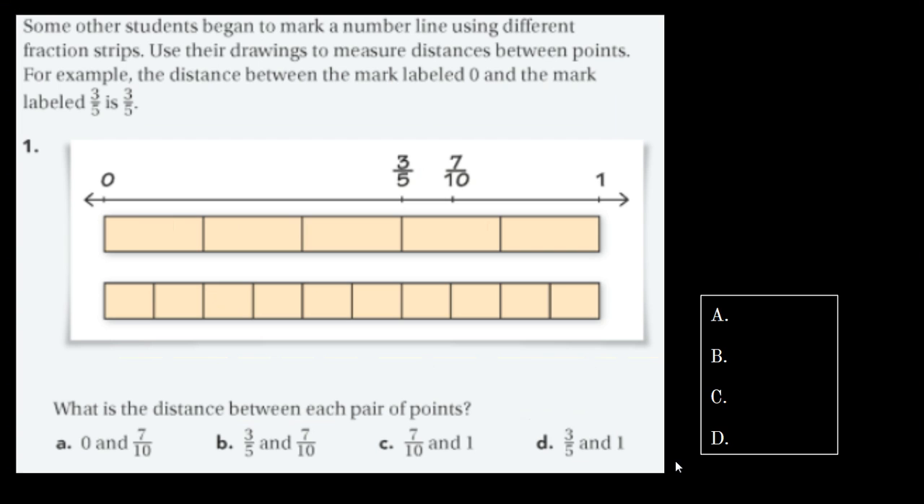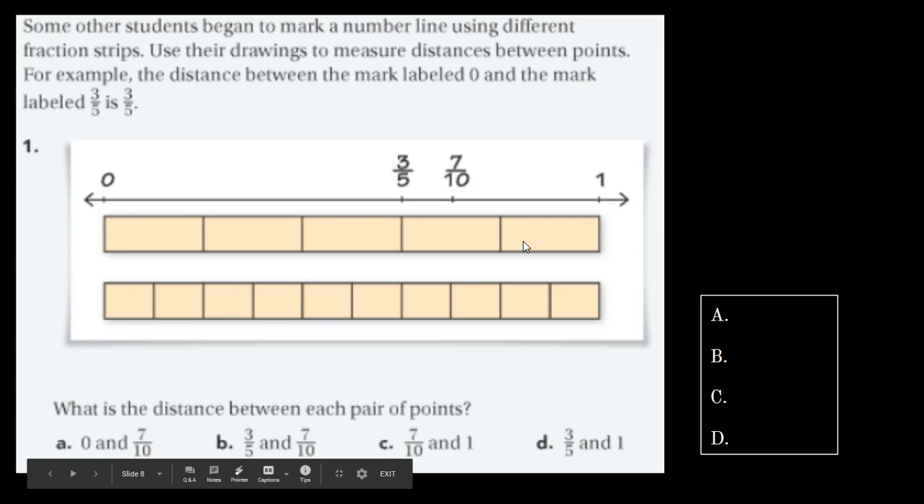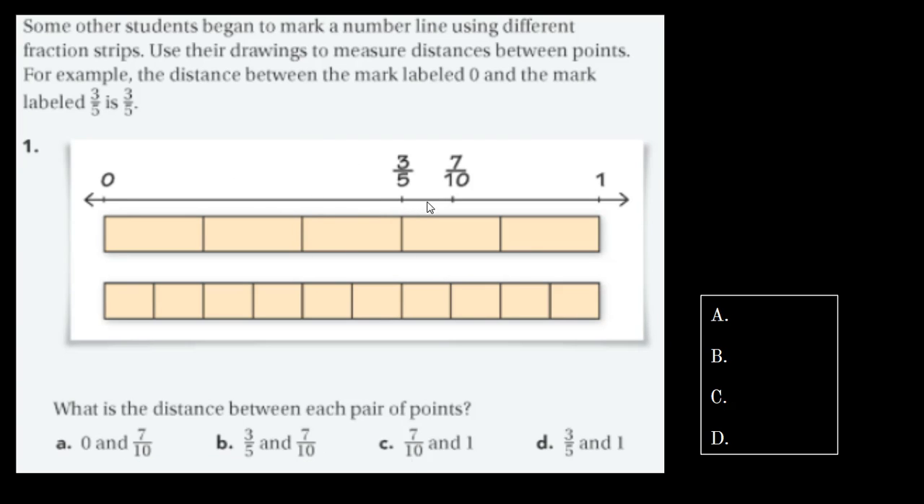Some other students began to mark a number line using different fraction strips. Use their drawings to measure distances between points. For example, the distance between the mark labeled 0 and the mark labeled 3/5 is 3/5. This is distance. Remember, distance is always measured in positive numbers. We will learn more about that when we move on to Accentuate the Negative, which is one of our 7th grade units coming up later on in the school year.